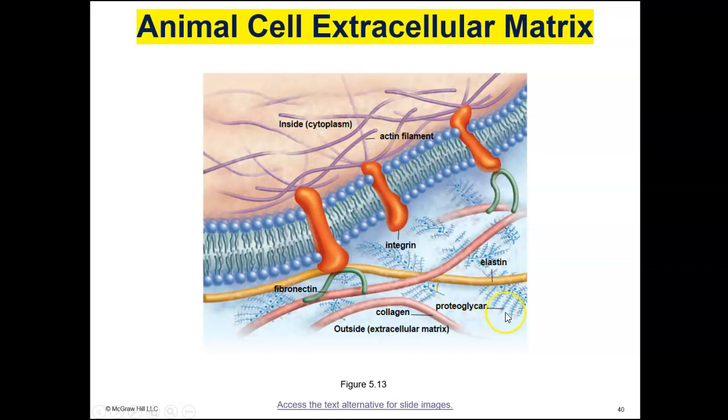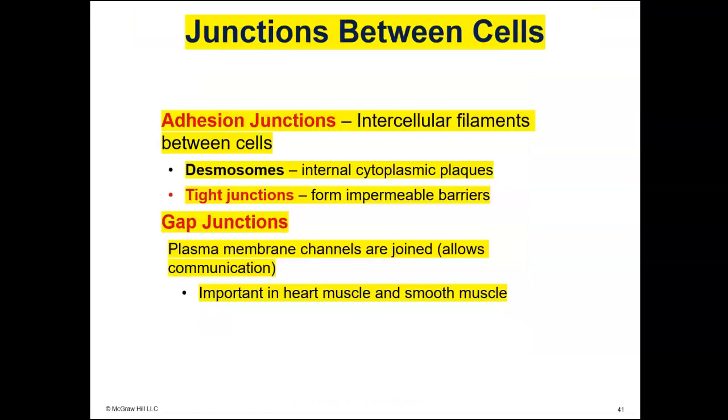We also have these structures called proteoglycans, which have protein and carbohydrate components. We have protein fibers called elastin that give tissue its elasticity. We have collagen that gives tissue its strength. We have fibronectin, which will connect some of the fibers to the integrin molecule. So this is just a way of attaching our cells, our plasma membranes, to the outside.